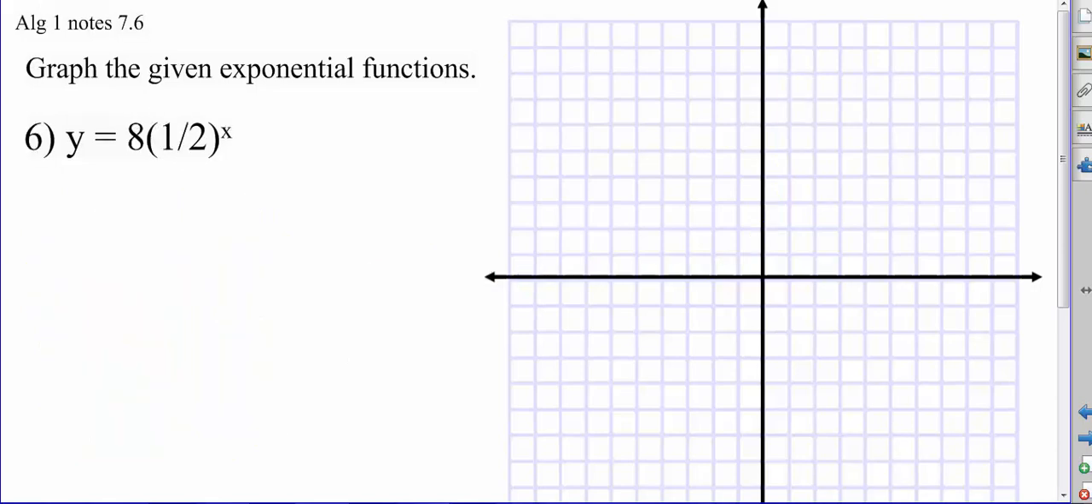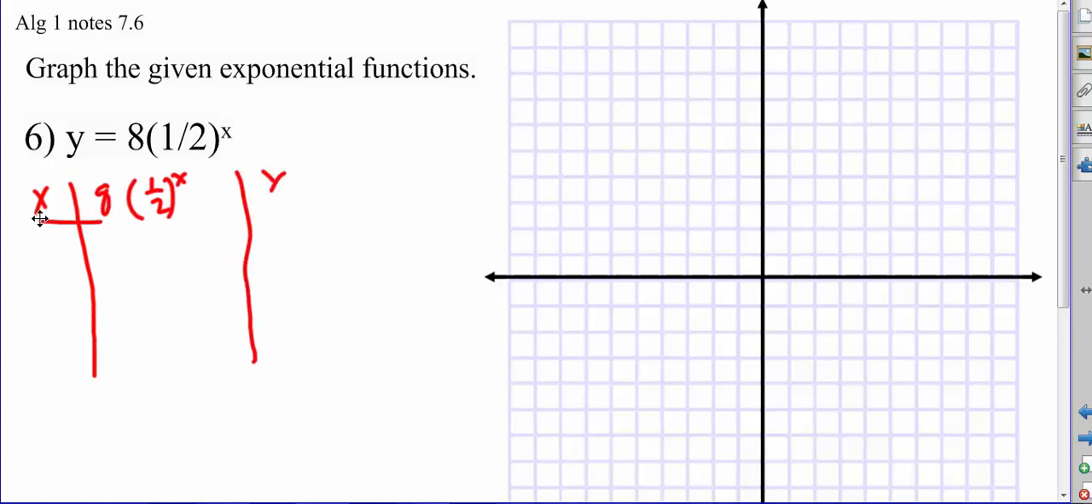All right, so we're going to do another graph here. This one, notice that we have a fractional value inside the parentheses, which means that the exponent is applying to a number less than 1. And that's going to make a difference on the direction our graph moves. But we're just going to plug numbers in and see how this works.